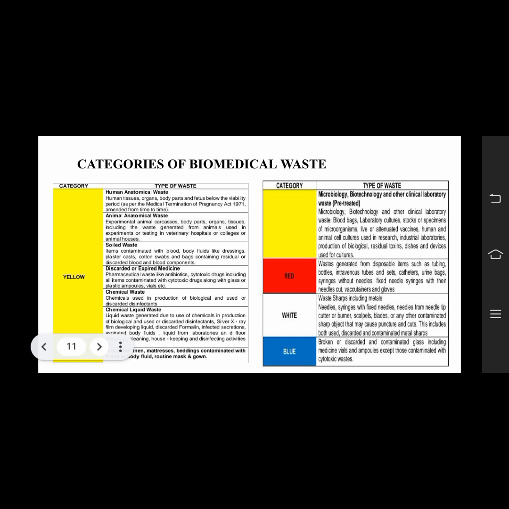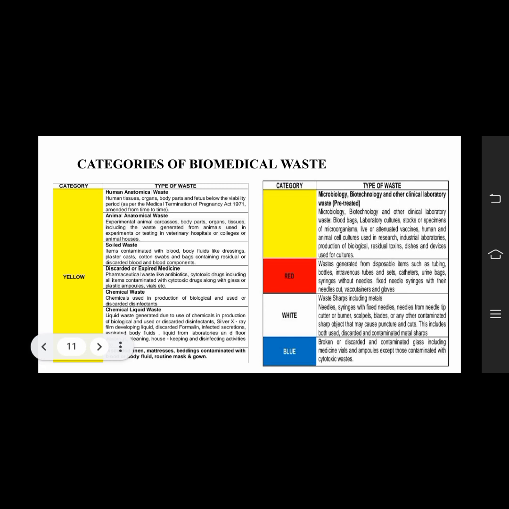Then in the red bin, we are going to discard all those instruments, all those equipments, all those disposable items which are used by the patients, especially the ICU patients, which use the catheters, urine bags. All those things will be discarded in the red bin.